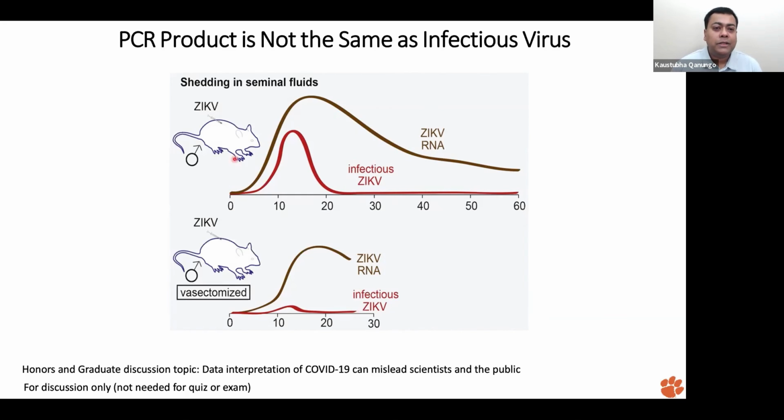On the other hand, this is basically shedding from the seminal fluid. So here you can easily see how it happened, that this male mouse, on the other hand, is vasectomized.